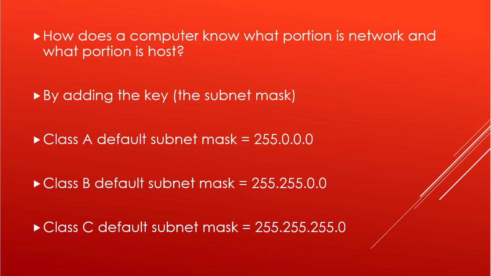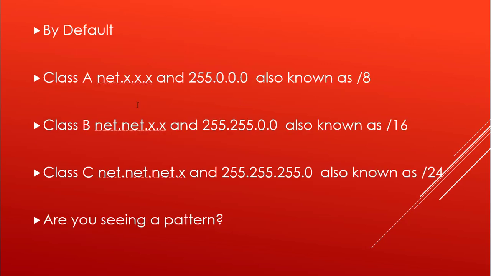All right, class B always has a default subnet mask of 255.255.0.0, and a class C address always has a default subnet mask of 255.255.255.0. All right, again, so these are by default. So a class A has network and then 3 host portions, and then the subnet mask is always 255.0.0.0.